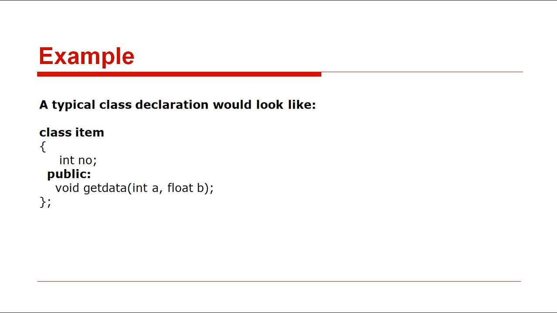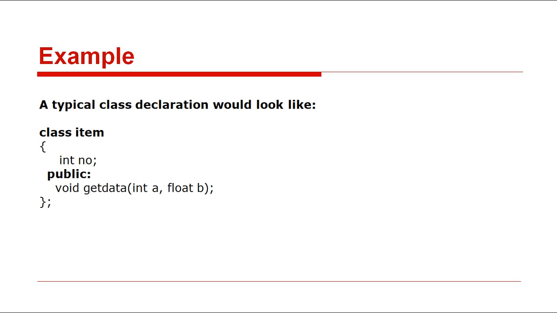Then this is the example of the class. Clear? So simply, in this example, item is a user defined name, and class is a predefined word, that is called a keyword. Clear?